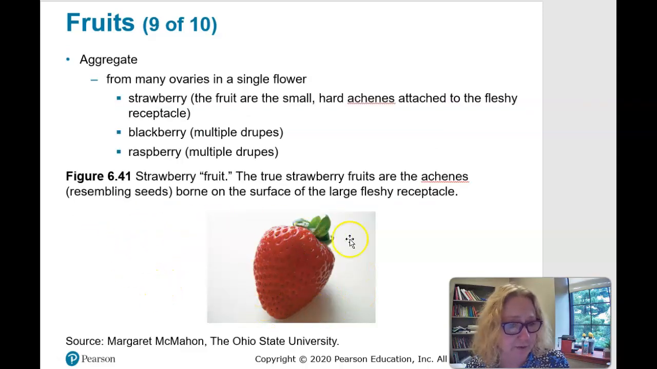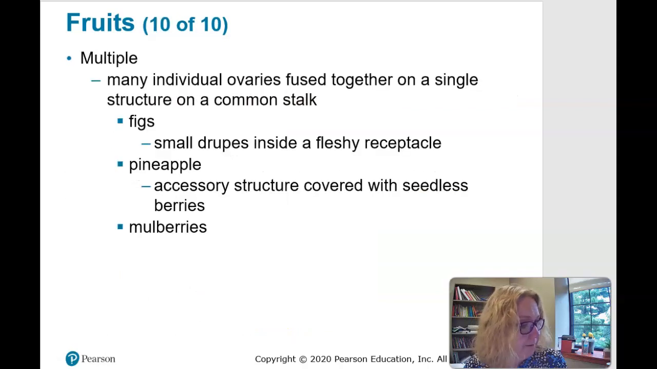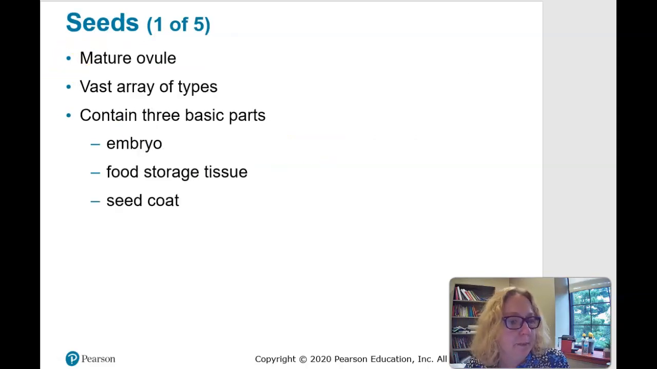Aggregates are things like strawberry, which is actually an aggregate fruit, and blackberry. They have multiple ovaries on a single flower, so they have a bunch of female parts on the same flower. Figs, pineapples, and mulberries are multiple fruits. They have individual ovaries fused together on a single structure, so that's what a pineapple is. All of those little structures are actually seedless berries, so those are a bunch of ovaries that you're eating when you eat a pineapple.